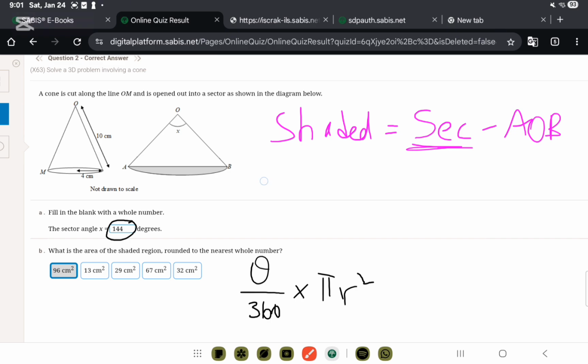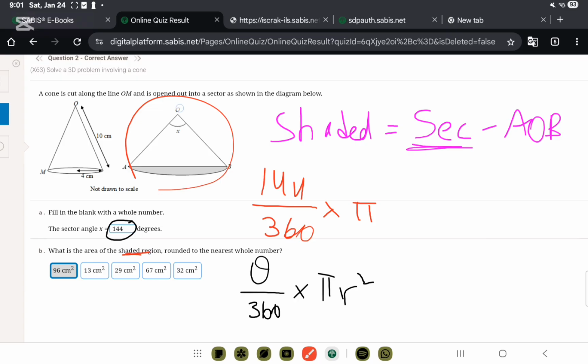So now it's going to be 144 over 360 times pi. Now, which radius do we take? We take this one because they're talking about the shaded region, and here we know that the radius is 10, so it's going to be 10 squared. On my calculator, 144 over 360 times pi times 10 squared, we get 40 pi. So here I'm going to write 40 pi.